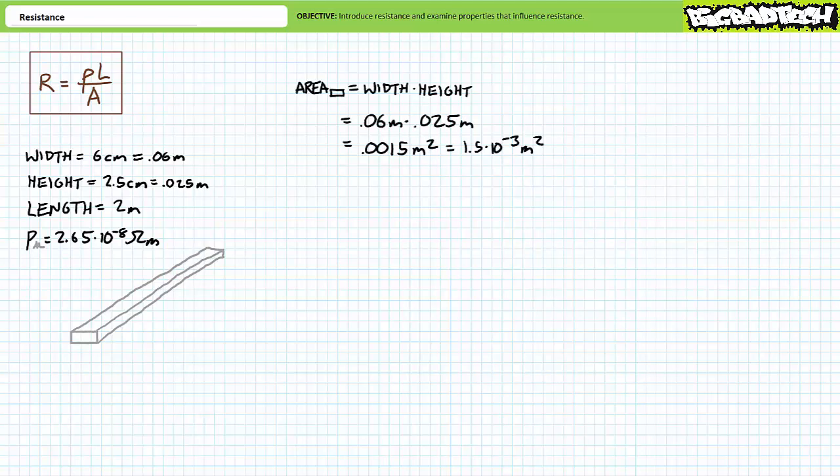Now that we've got all our properties in the correct units, we need to determine the cross-sectional area. The cross-sectional area of a rectangle is width times height. 0.06 meters times 0.025 meters yields a cross-sectional area of 0.0015, or 1.5 times 10 to the negative third meters squared.